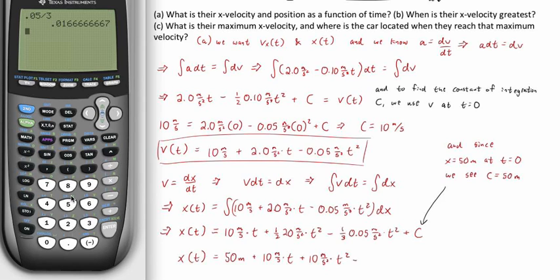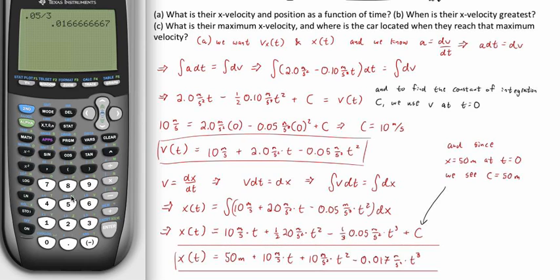All right. So minus 0.017 meters per second squared times t. Oh, and that should be cubed. I messed that up here, because of course that happened when we did the antiderivative. T cubed. Okay. So that's our answer there. Great. Okay, so that's part A. So let's move on and look at what they're asking for part B.